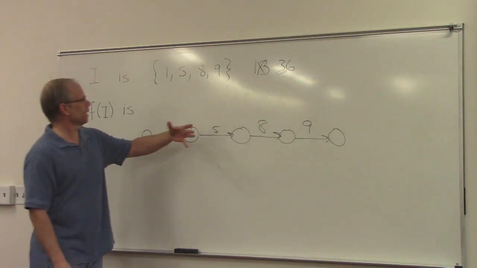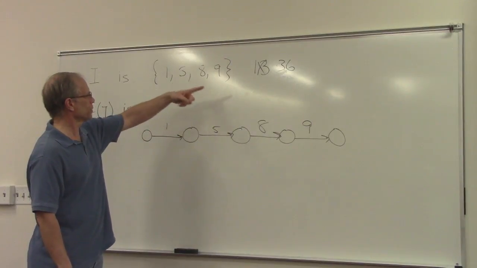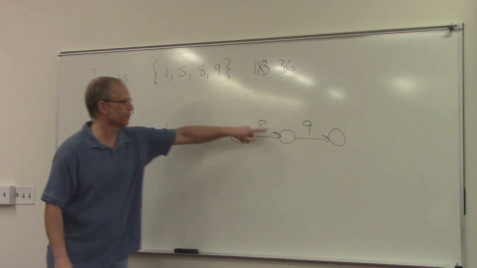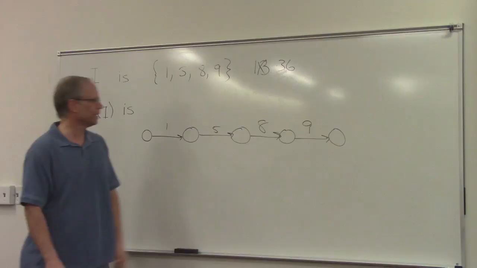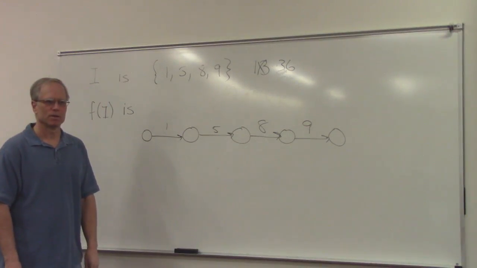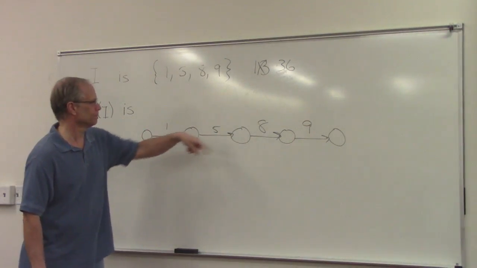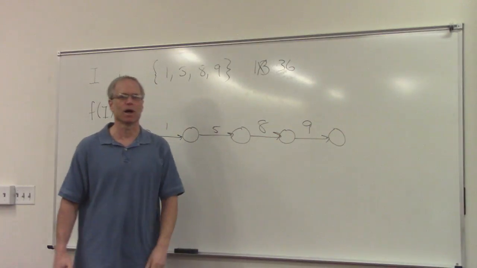If your goal is 13, it would work. You'd start here and go there. Or if your goal were 10, there's no path that goes from 1 and then goes to here and goes to 9.